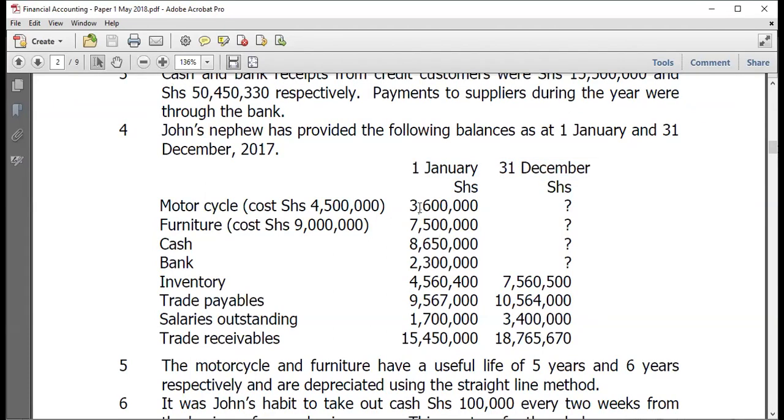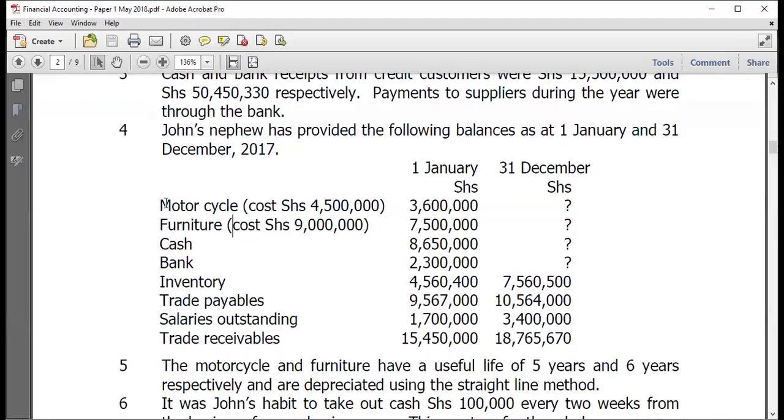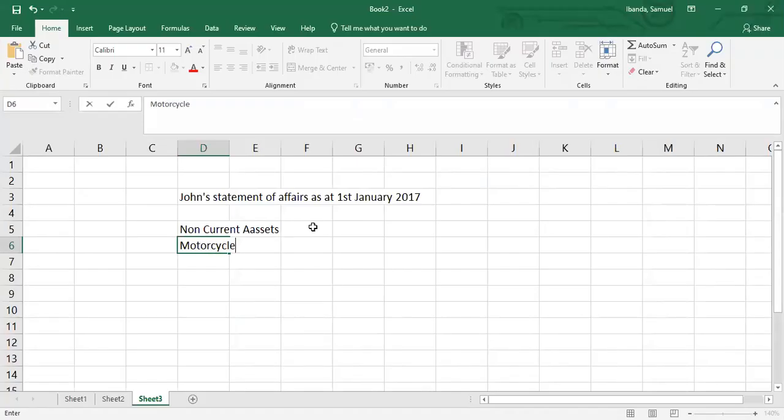So I'm just going to pick, as you can see, I've been given the motorcycle, furniture, and all that. I'm just going to start on the other side. So what I'll do, just come here and say non-current asset. Just like the way a balance sheet would look, we're starting with our non-current assets. We have furniture and motor vehicle right there. Motorcycle is 3.6. So motorcycle, I'll put the amount there.